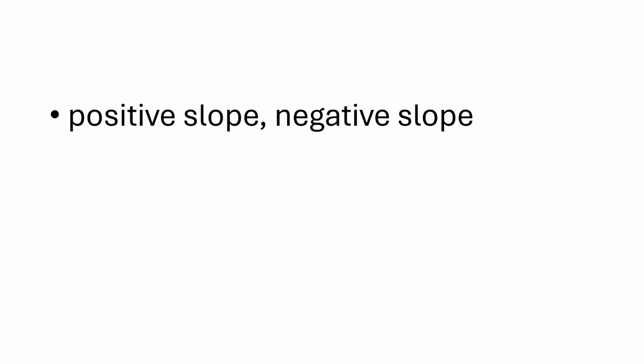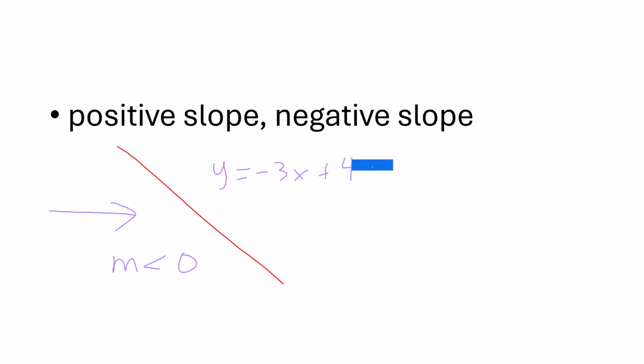Now let's talk about positive slope, negative slope. So if I have a graph like this, from left to right, it's going down, down, down, down. Because of that, the slope will be negative. It has to be less than 0. So I don't know what the equation is, but I know that it's going to have a negative slope, which means that as an example, I could have y equals -3x plus 4. It has to be negative.